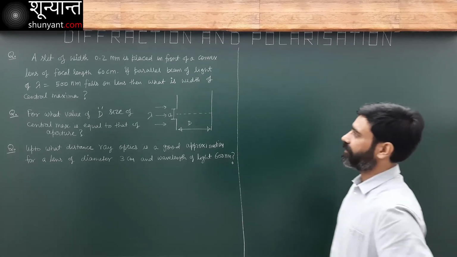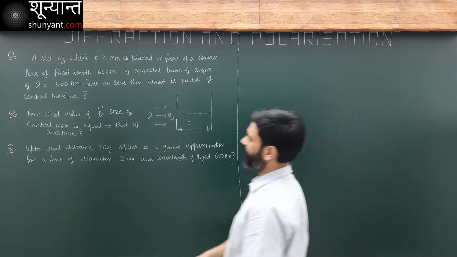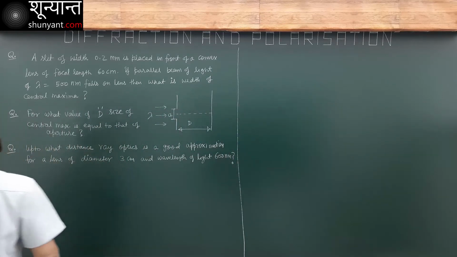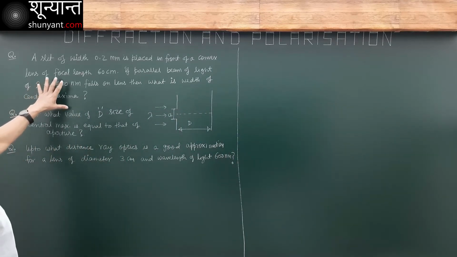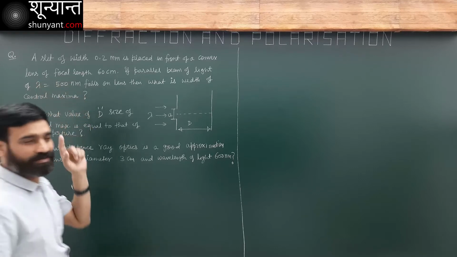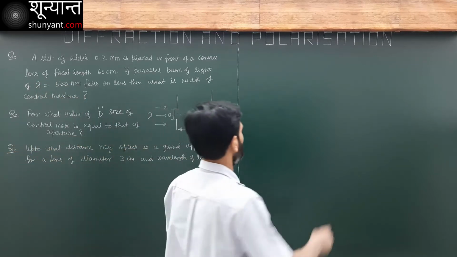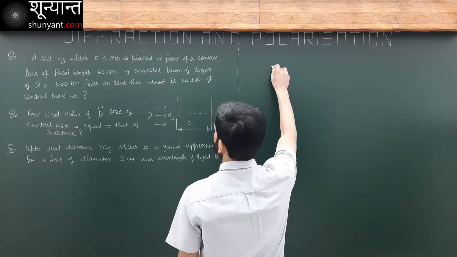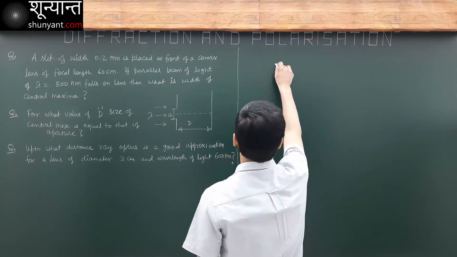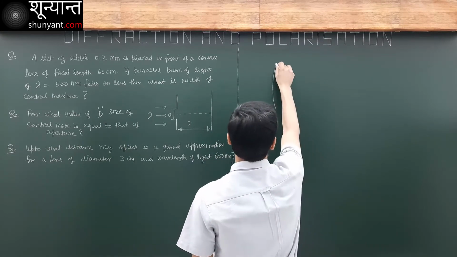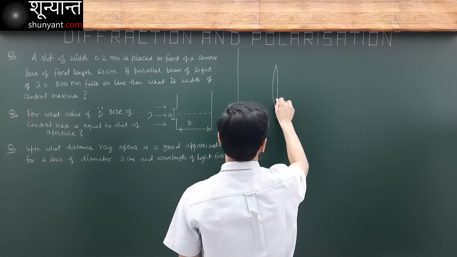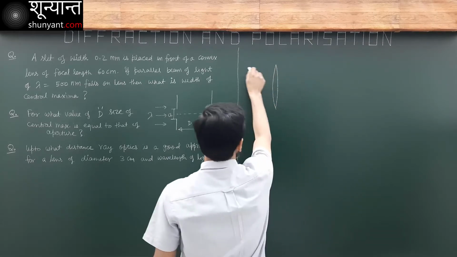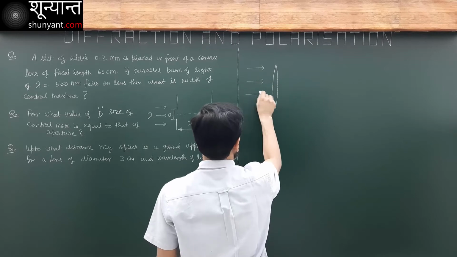The first one is the same type of problem that we have been doing. The only thing is that the distance of the screen is not given in the first problem. So I have a situation something like this. I have this lens here, and on this lens, this parallel beam of light is incident.